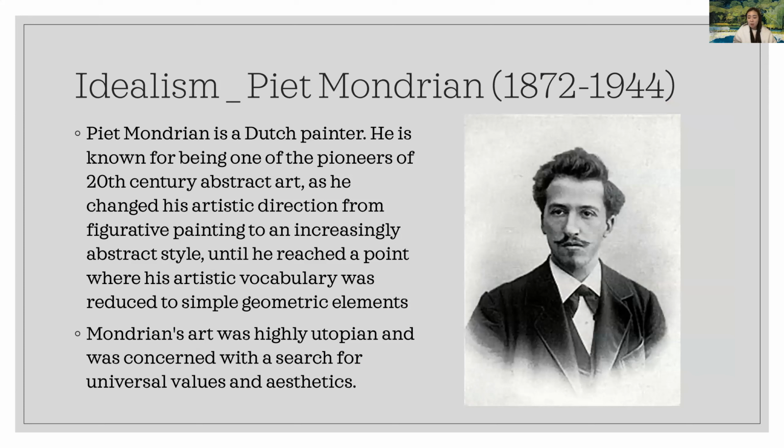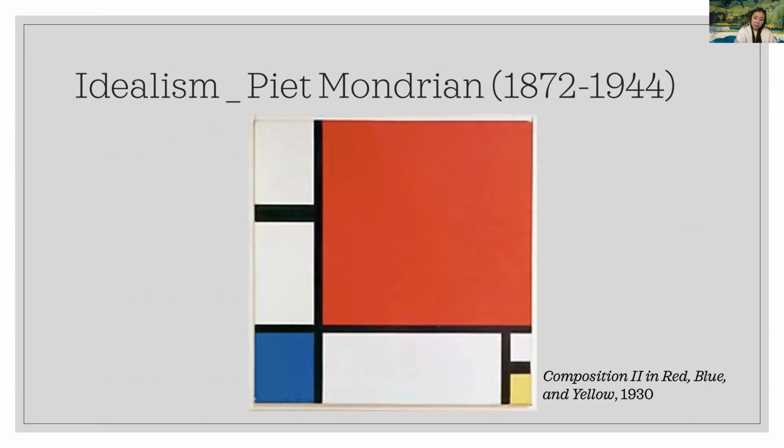Piet Mondrian is a Dutch painter, and he is known for being one of the pioneers of 20th century abstract art, as he changed his artistic direction from figurative painting to an increasingly abstract style until he reached a point where his artistic vocabulary was reduced to simple geometric elements. Mondrian's art was highly utopian and was concerned with a search for universal values and aesthetic. This is his work.